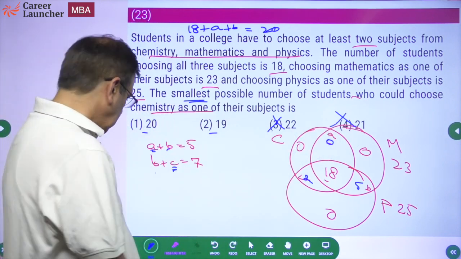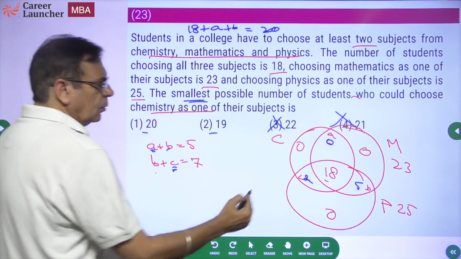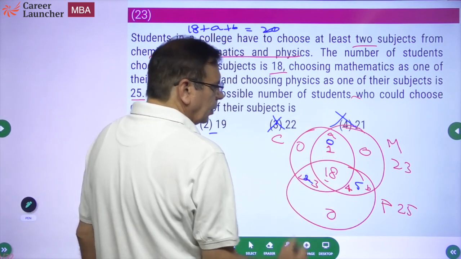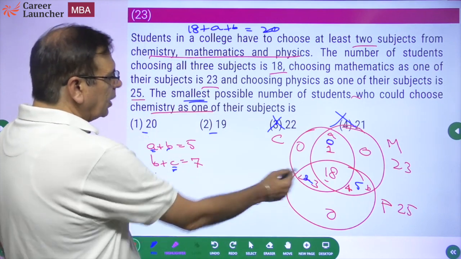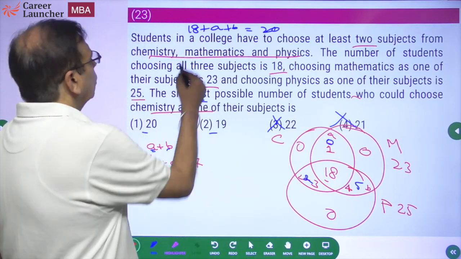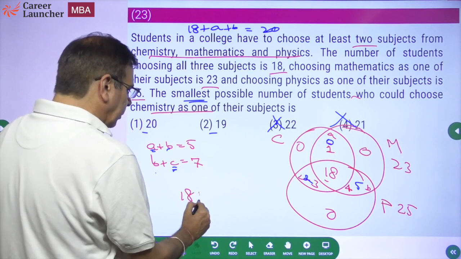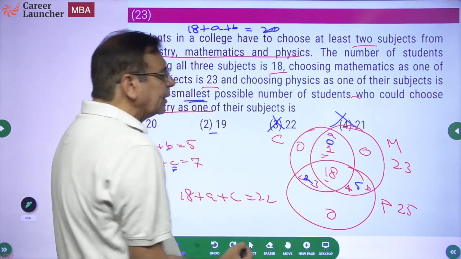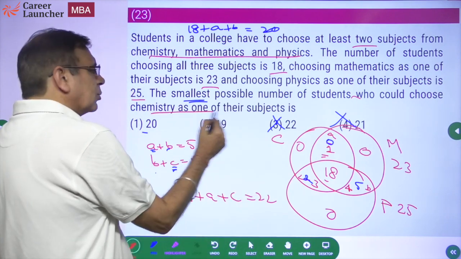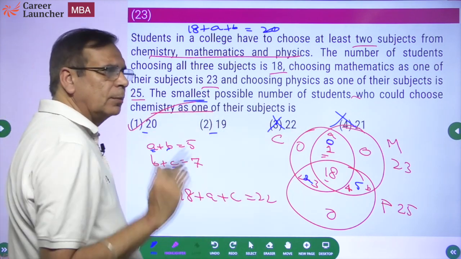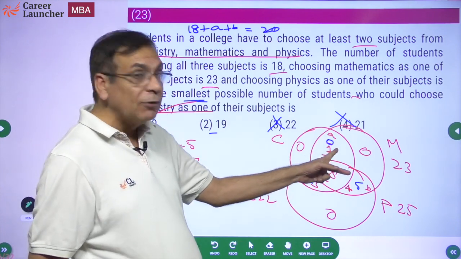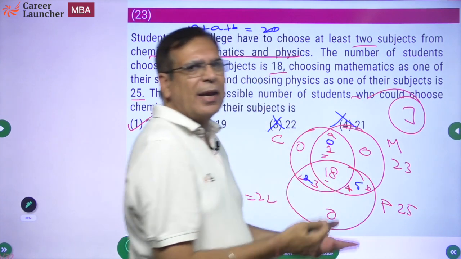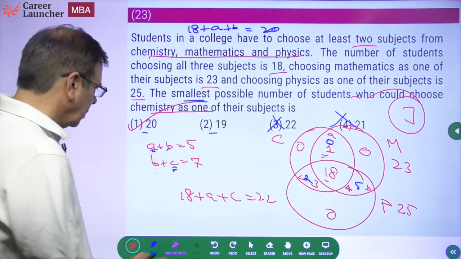Next case, let's make this 1. If this is 1, this will become 4 and this will become 3. So what will the A plus C become? 1 plus 3, 4. So now in this case, what will happen? 18 plus A plus C will become 22. If A is increasing, the total is increasing. So this cannot be the answer. So the smallest value I have got is because I started with A equal to 0. So I started from the smallest, made cases, checked and got the answer.